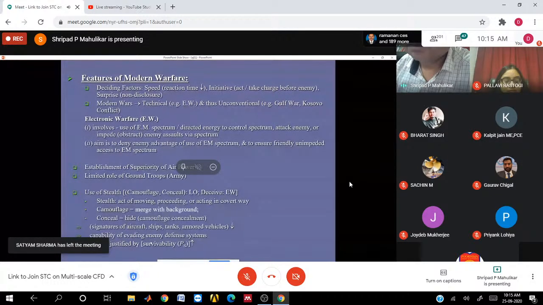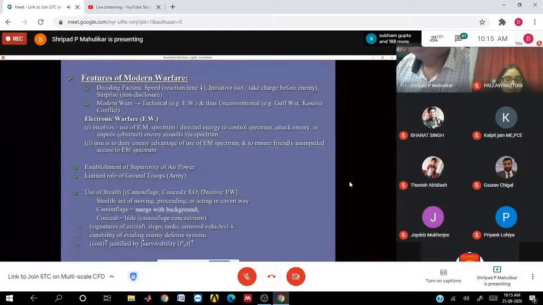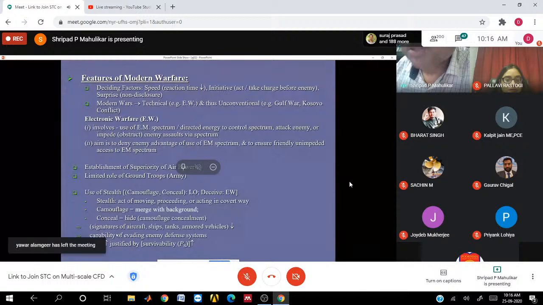Stealth will try to ensure that your aircraft, ships, tanks, whatever military vehicle, its survivability, the probability of survival in a man-made hostile environment, is high. If you use CFD for stealth design, then the high cost involved in the stealth design is justified because it will make sure that our aircraft, helicopter will survive in a man-made hostile environment.